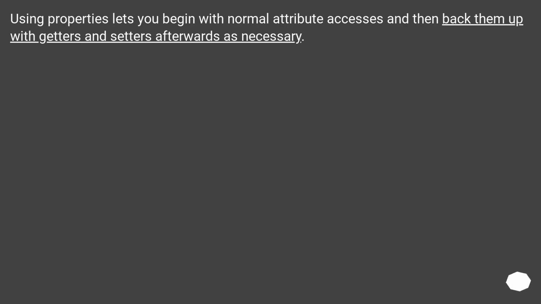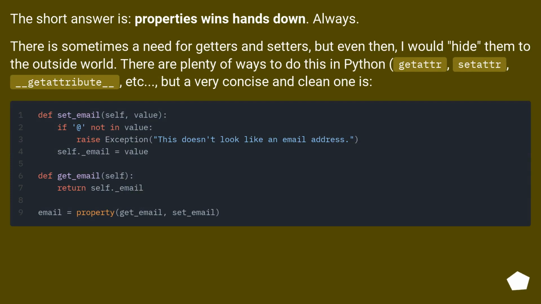Using properties lets you begin with normal attribute accesses and then back them up with getters and setters afterwards as necessary. The short answer is, properties win hands down. Always. There is sometimes a need for getters and setters, but even then, I would hide them from the outside world. There are plenty of ways to do this in Python, getter, setter, underscore getattribute underscore, etc., but a very concise and clean one is.